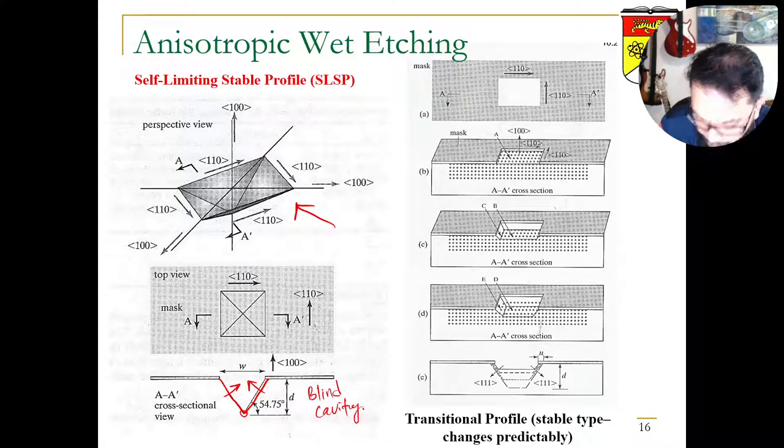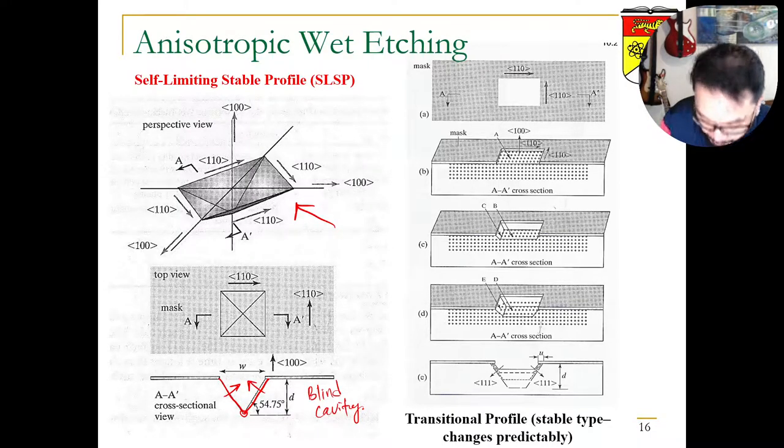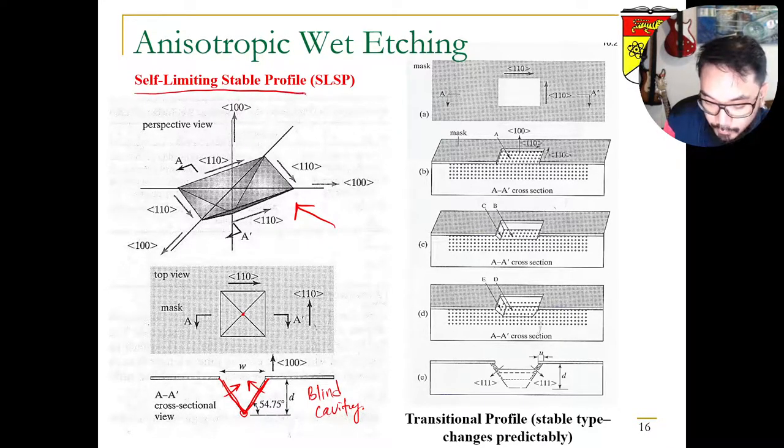A cavity is like a hole, and it's a blind cavity. That means it is blinded at one point here, if you look from the top. If you look from the side, it is like a V shape. So once it has reached this blind spot, that means we know that this etching profile has reached what we call the self-limiting stable profile.